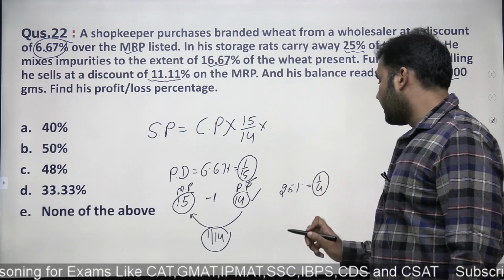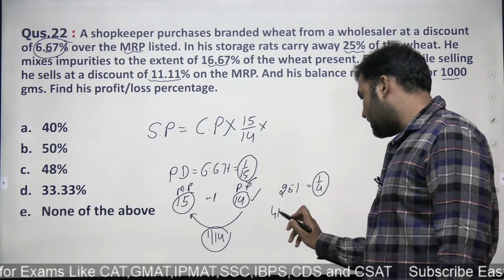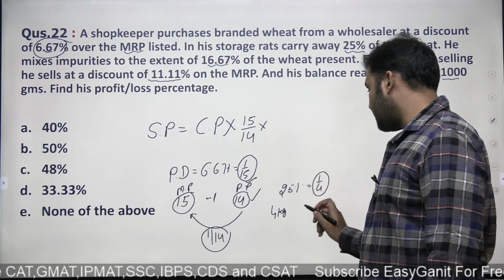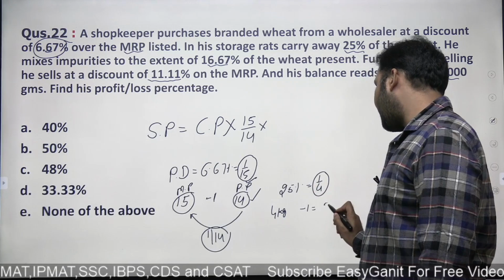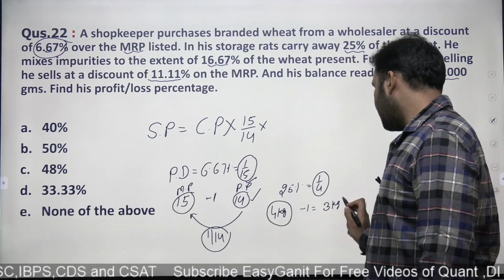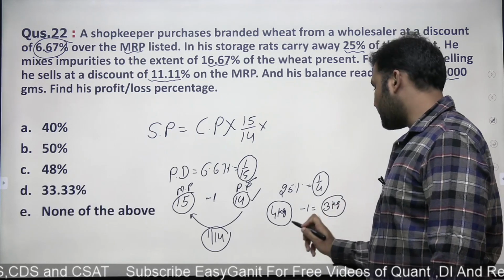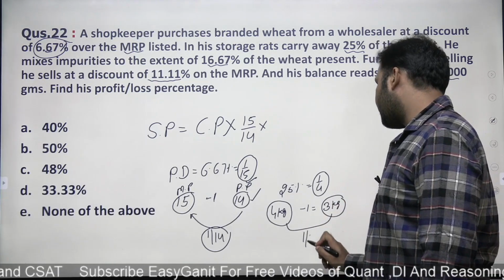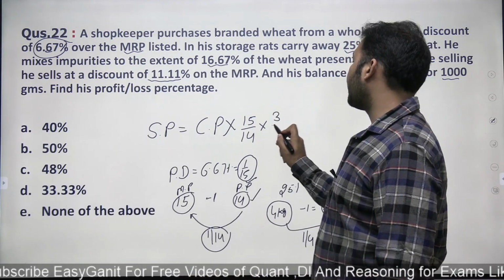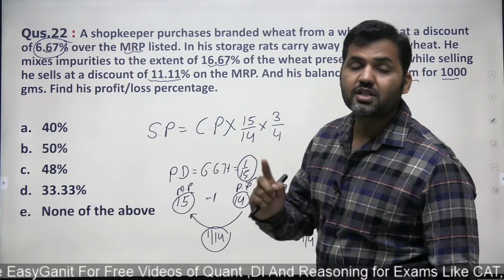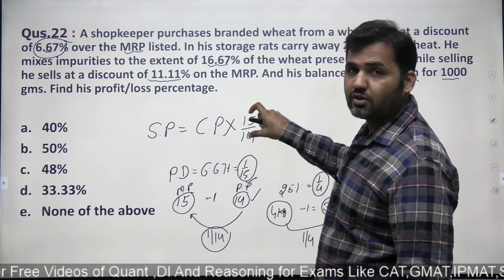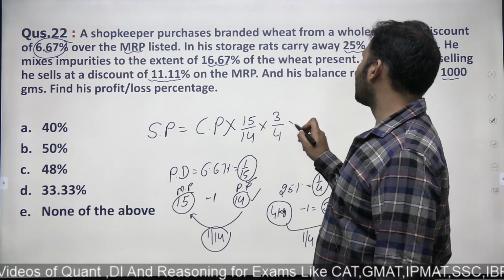What does it mean? If I have 4 kg to sell, and the rat carried away 1 by 4, that means now I'll be having only 3 kg to sell. So 4 kg is the investment, and you will get the money for 3 kg. So you can say that a loss of 1 on 4 will tell me the multiplying factor, which will be 3 by 4, because there is a loss. If there is a loss, the multiplying factor will be less than 1; if there is a profit, the multiplying factor will be greater than 1.